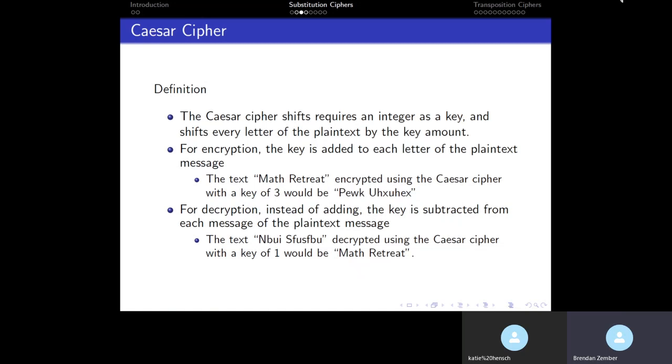For decryption, instead of adding, it's the exact same thing but subtracting, where if we have a key of 1, we go backwards one index in the alphabet for each letter in the ciphertext. So N would go to M, B to A, etc., to end up back with math retreat with the given ciphertext seen below. As another fun fact, Augustus Caesar used the Caesar cipher as well, but with a key of 1, as shown here.